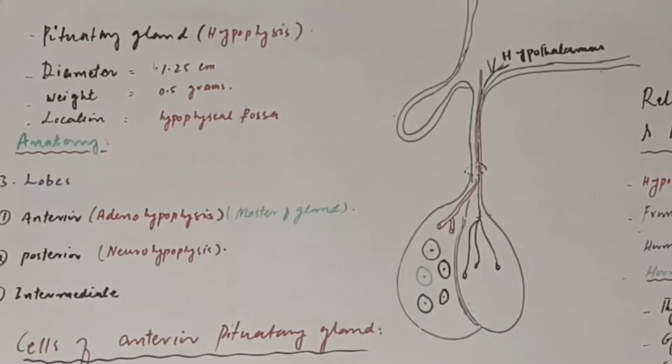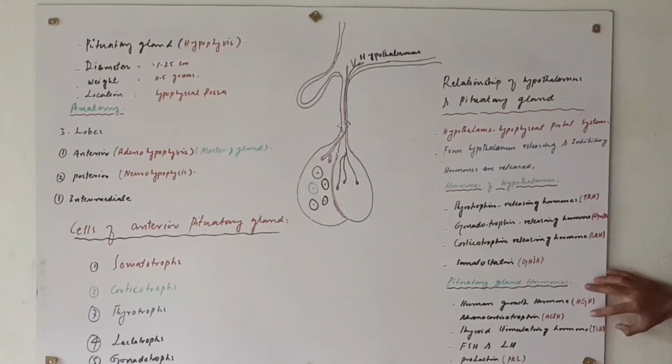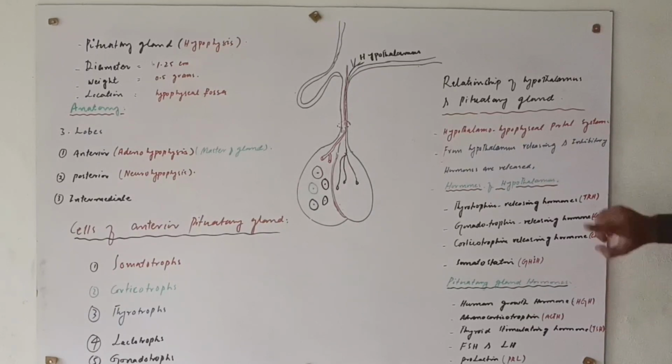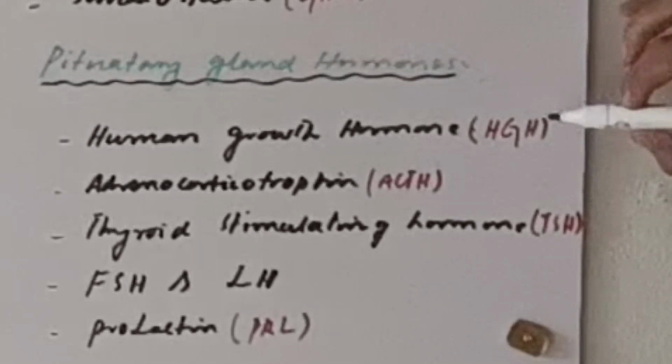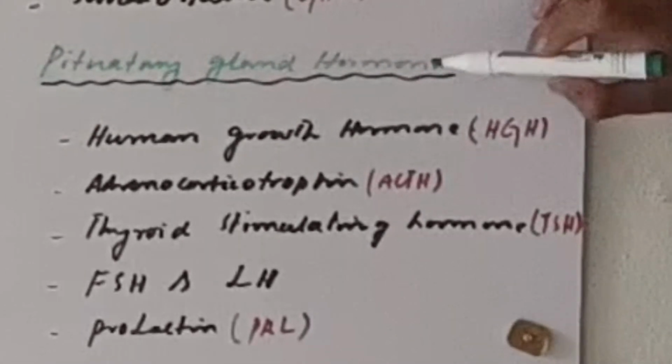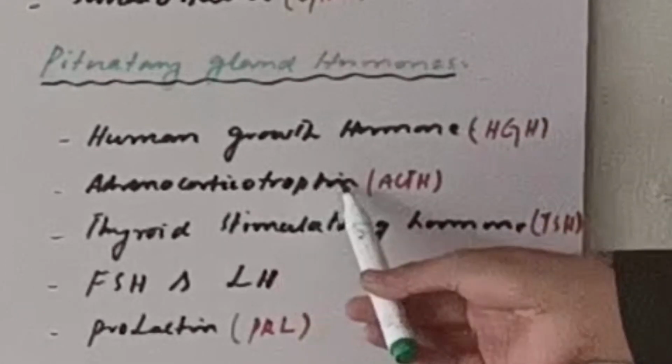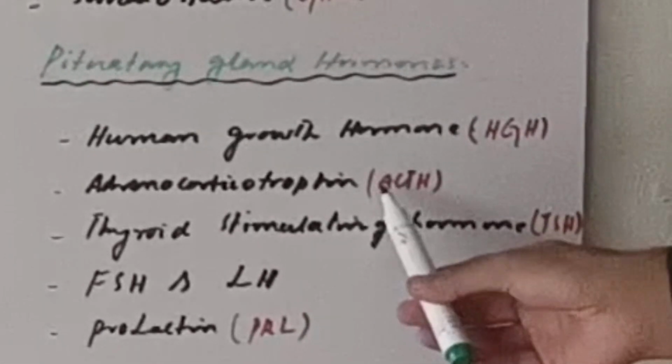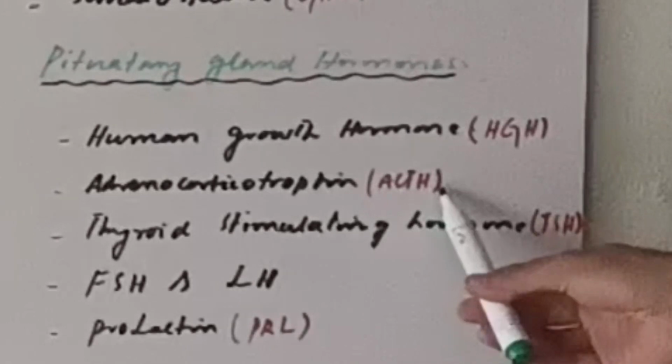So now, what are the hormones of the pituitary gland? I have already discussed that the pituitary gland consists of two lobes. One is the anterior, the other is posterior. The anterior lobe of the pituitary produces hormones under the influence of the hypothalamus. Now the hormones of the anterior pituitary are the human growth hormone, which is abbreviated as GH or HGH. The second is the adrenocorticotropin, which is abbreviated as ACTH.